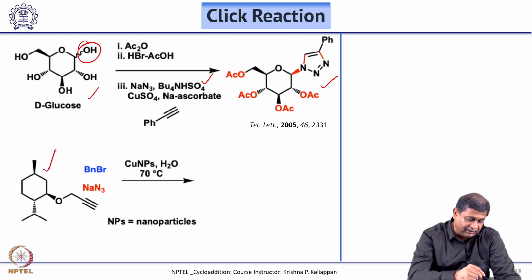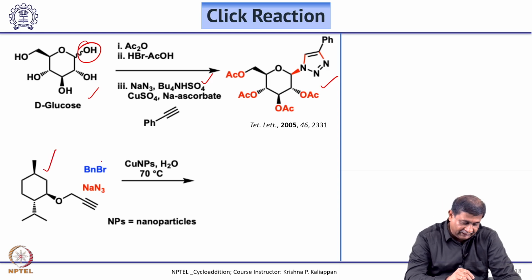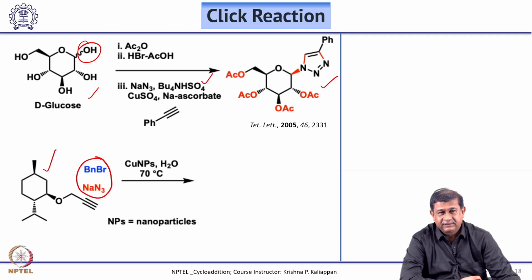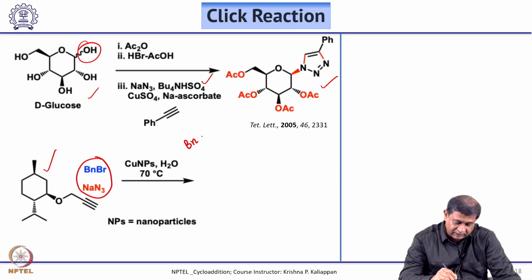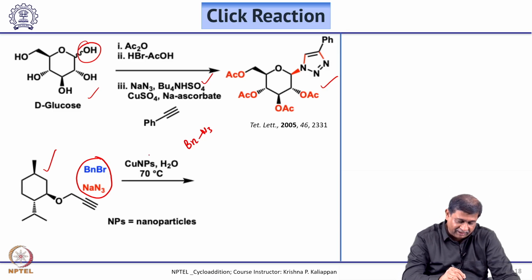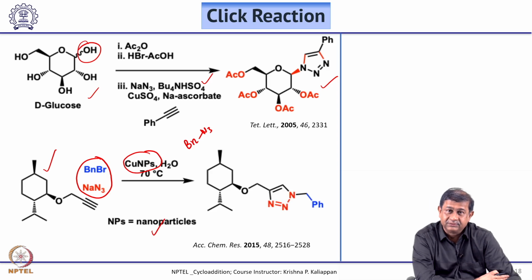For example, if you have menthol and then do the propargylation, and then you treat with a mixture of benzyl bromide and sodium azide. So, what happens in situ, it forms benzyl azide. Benzyl bromide reacts with sodium azide, it is a one-part reaction. It forms benzyl azide, and then instead of copper acetate or copper sulfate or copper iodide, one can use copper based nanoparticles and then heat it. So, this also can give the corresponding 1,4-triazole.